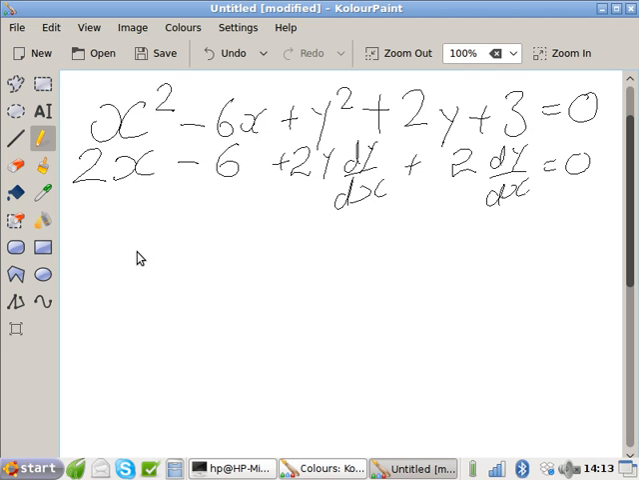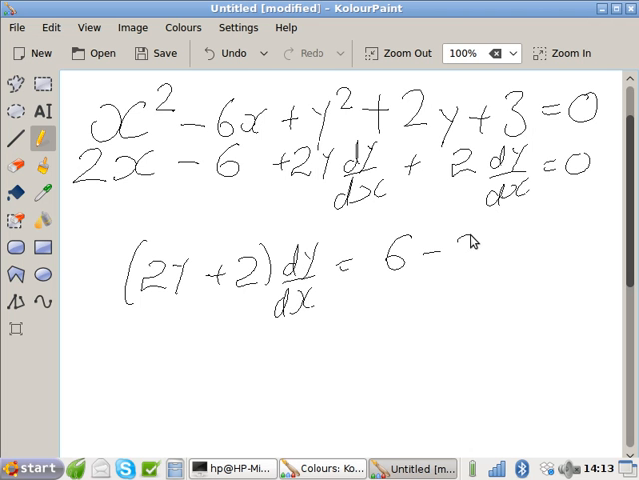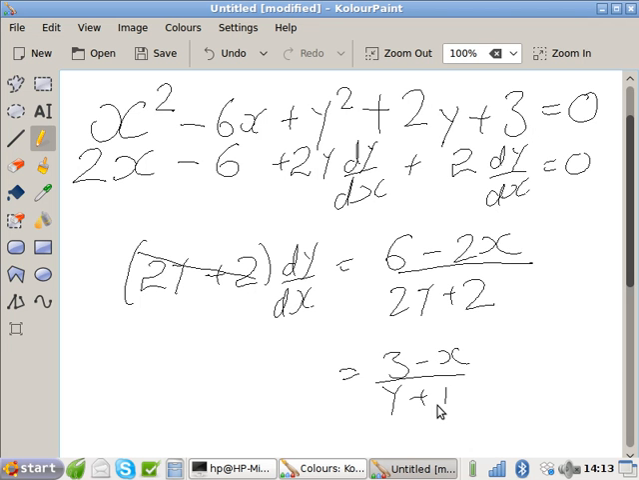So you can say that 2y plus 2, dy/dx equals 6 minus 2x. Cancel that out: dy/dx equals (3 minus x) over (y plus 1). And I don't tell you the y, I only tell you the x. I tell you the x is 5. So you know that you need to use 5, but you don't know what to use for y.